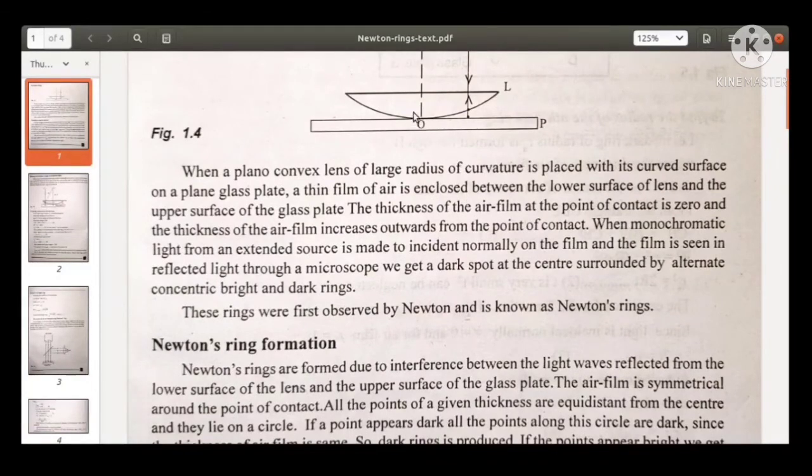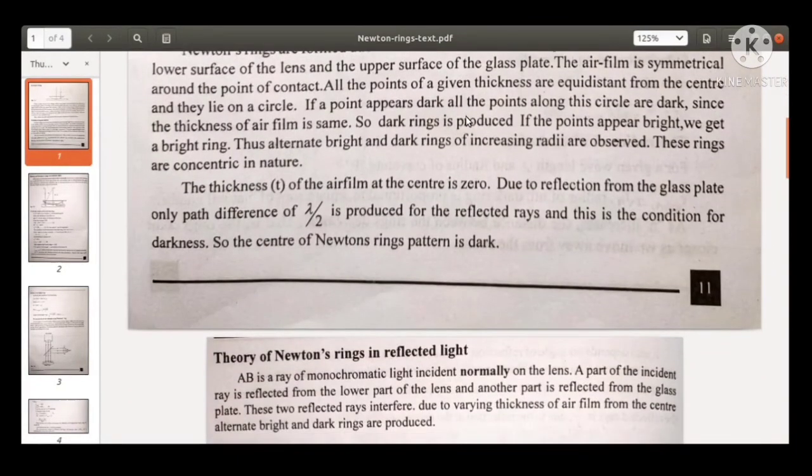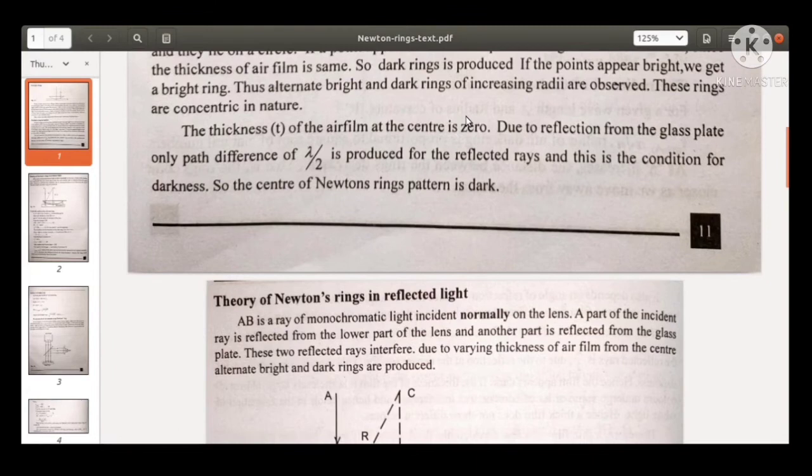This is because of the circular nature of the varying film thickness, that is the air film thickness. This happens because of the circular shape of this plano-convex lens. The thickness of the air film at the center is 0. Due to the reflection from the glass plate, only a path difference of lambda by 2 is produced for the reflected rays, and this is a condition for darkness. So the center of the Newton's rings pattern is dark.